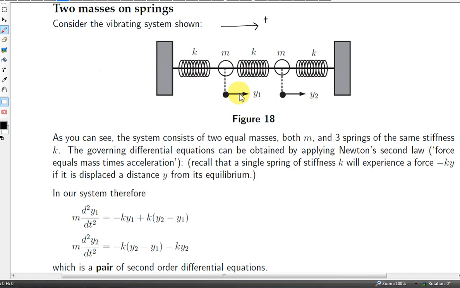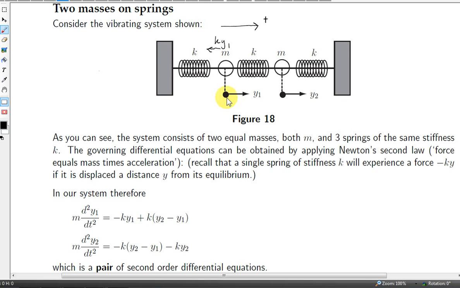So if it's displaced to the right by an amount y1, then this spring will exert a force on it to the left with magnitude k y1. So the force is proportional to the displacement y1. But since this vector points to the left, it's negative, so we have minus k y1.